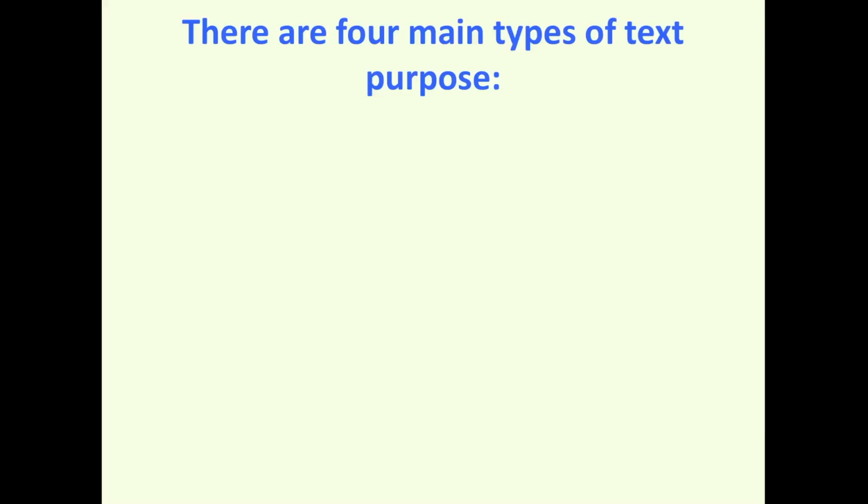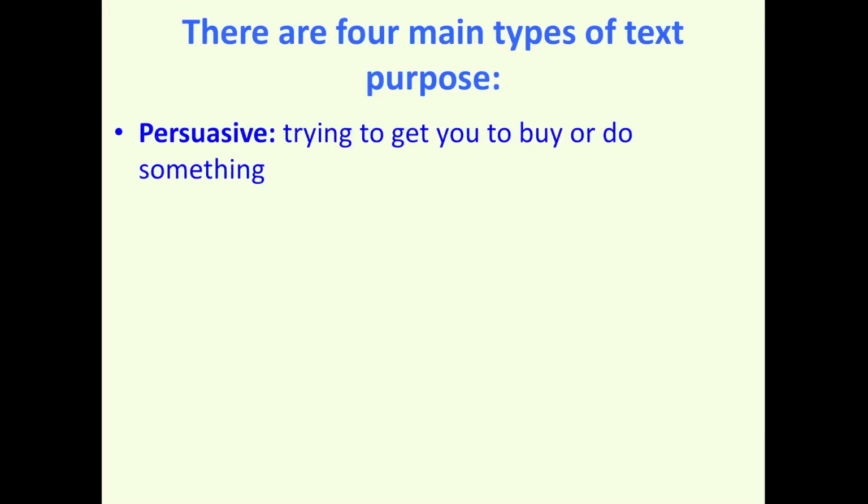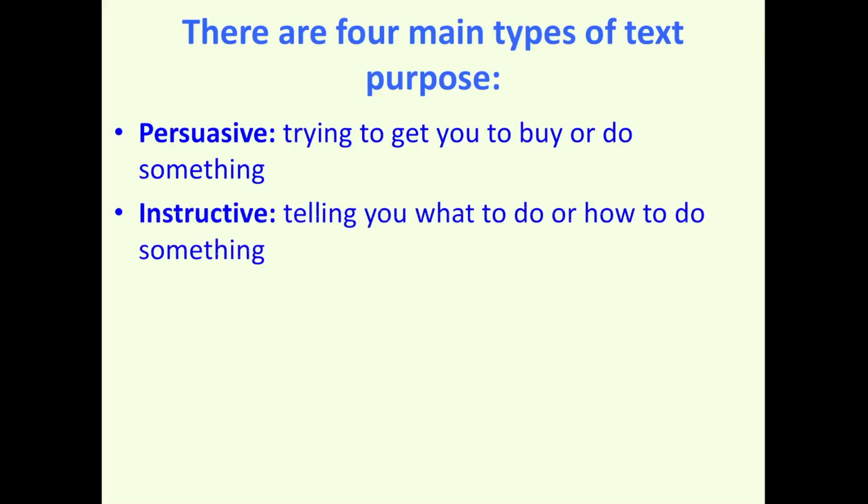The 4 main types of text purpose that we're going to look at here are persuasive, that's trying to get you to buy or do something. Typically adverts use persuasive messages. Instructive, telling you what to do or how to do something. Typically that can be a recipe telling you how to cook something, or an instruction manual telling you how to put a new piece of equipment together.